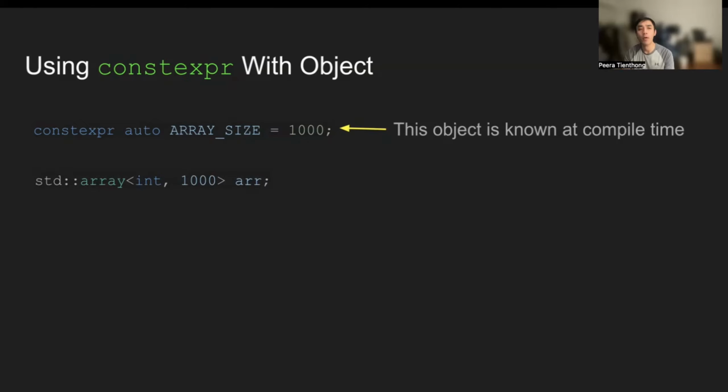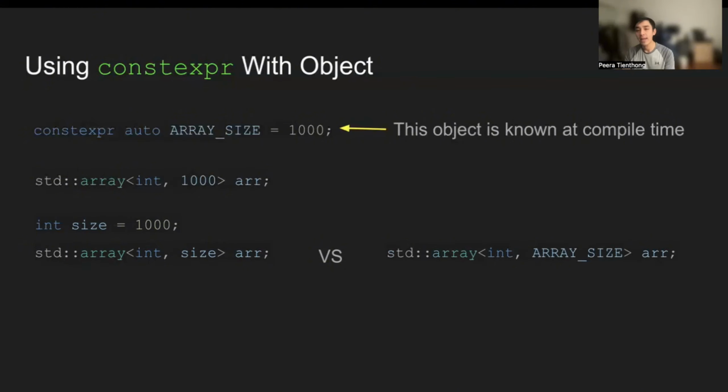We have a variable of type array of int and the size is 1000. This is very simple, right? And 1000 is a constant, and it's an array defined at compile time. What if we want to replace 1000 with a variable? A variable named size of type integer, initialized to 1000, is used in place of 1000. Compare that to replacing 1000 with array size. Which one do you think is correct or incorrect?